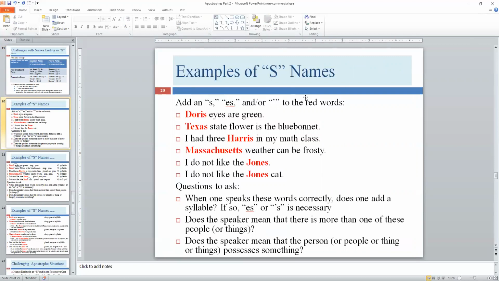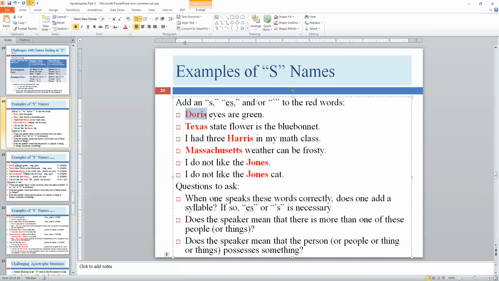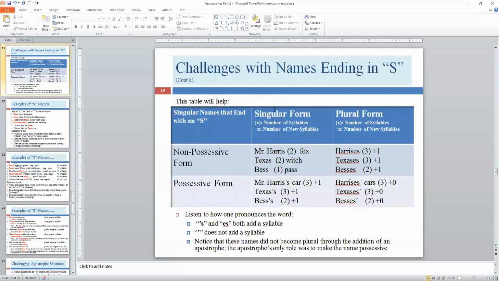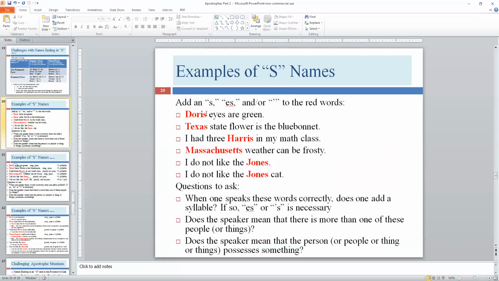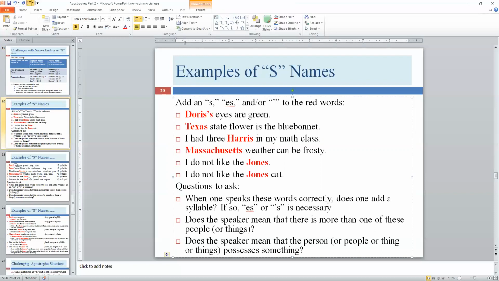We're going to decide how to make these words appropriate. We have Doris' eyes are green. I think what we mean here is that the eyes of Doris are green. So we want this to be possessive, but there's only one Doris, so we want singular possessive, right? So let's go back and look. And probably the best comparison here is going to be, so we're looking under singular and possessive. So we know we're going to add the apostrophe S to Doris. So the way to do this is Doris's eyes are green.